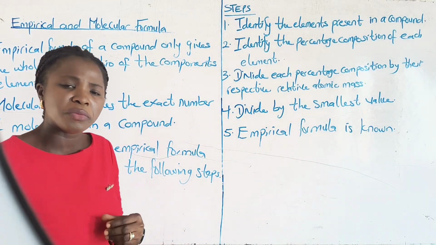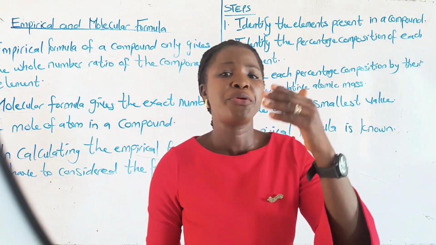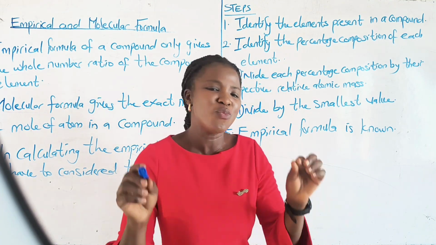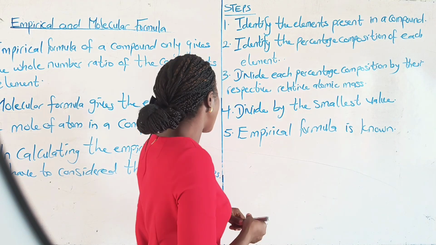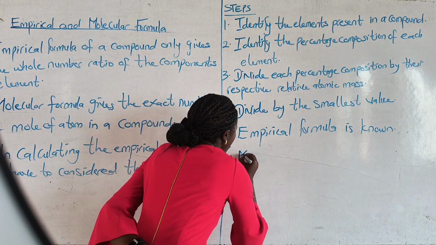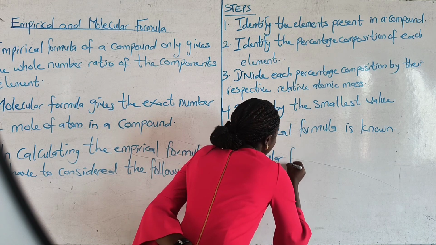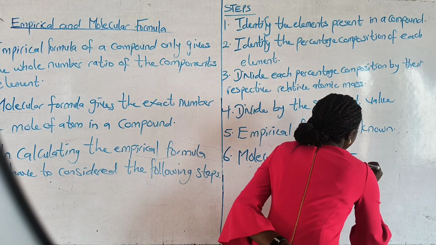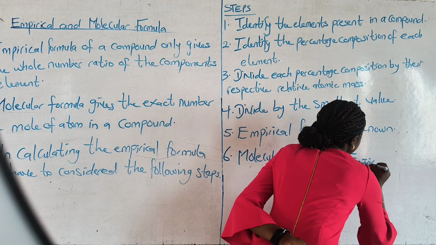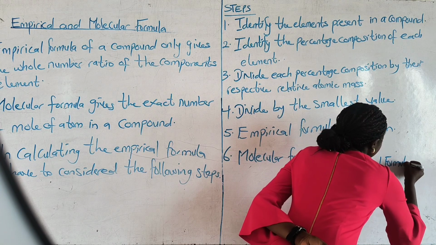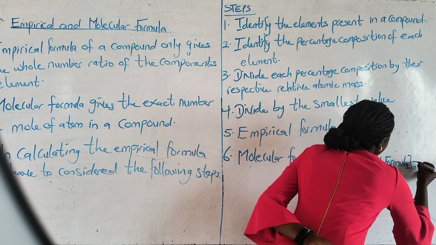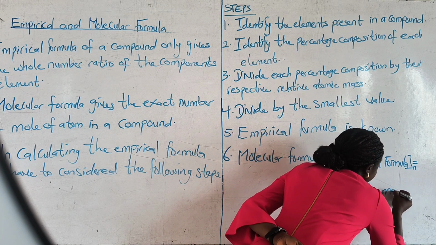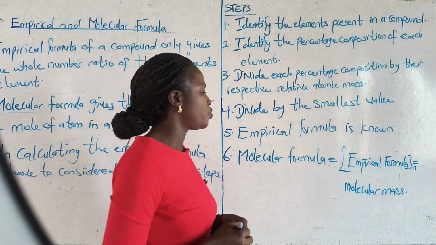Then if you want to calculate your molecular formula, you get it from your empirical formula. So if you do not know how to calculate your empirical formula, you cannot get your molecular formula. How do we get our molecular formula? The molecular formula will be equal to what? That is in a bracket, your empirical formula, and all equals to molecular mass.